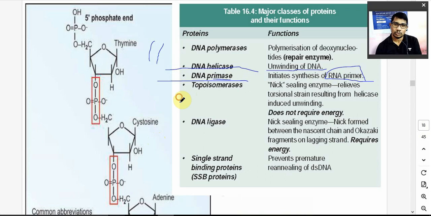Then next enzyme है topoisomerase. टोपो मतलब क्या, टोपी मतलब क्या, टोपी आप किसके लिए यूज करते हो, जैसे अपना पूरा सर है, पूरा टकला है, वो हाइड करने के लिए टोपी यूज करते हो, तो सील करने के लिए यूज करते हो. What is the role of topoisomerase? Nick sealing enzyme. It relieves the torsional strain resulting from the helicase induced unwinding.